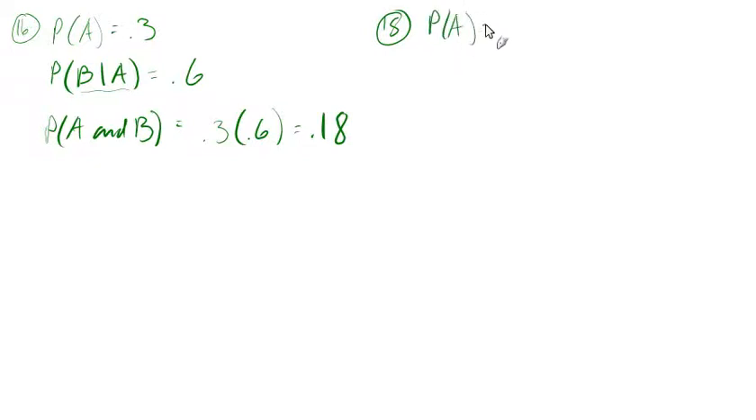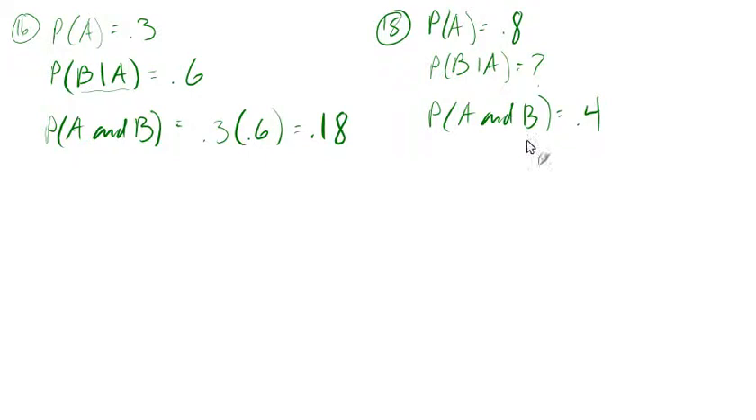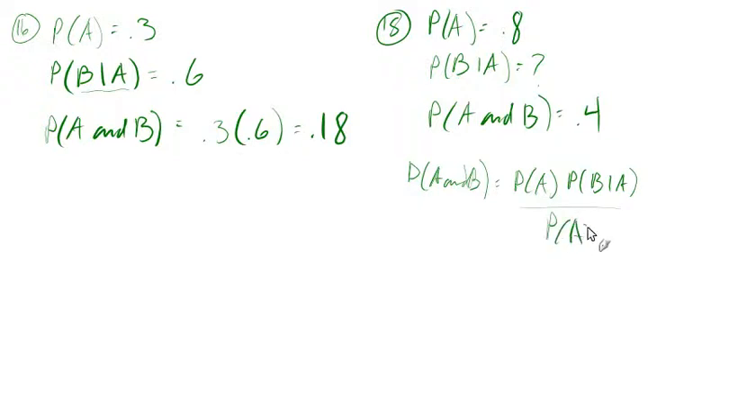Probability of A is 0.8, and the probability of B given A is unknown. The probability of A then B is 0.4. All right, so the same idea here, the probability of A then B is equal to the probability of A times the probability of B given A. So if we want the probability of B given A, we're just going to divide by the probability of A. It's going to cancel on both sides, or in the numerator and denominator. So probability of A and B is 0.4 divided by the probability of A, that's 0.8. So 0.5 is the probability that B will happen, given that A has already happened.